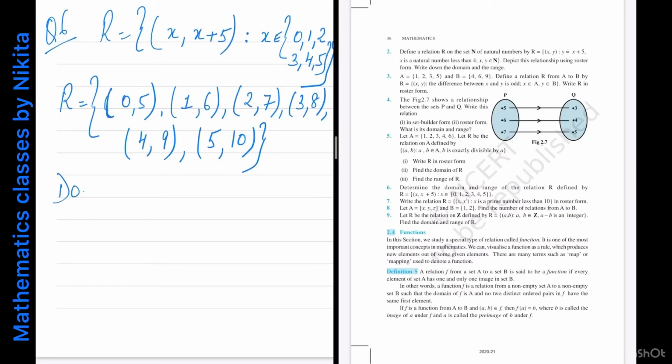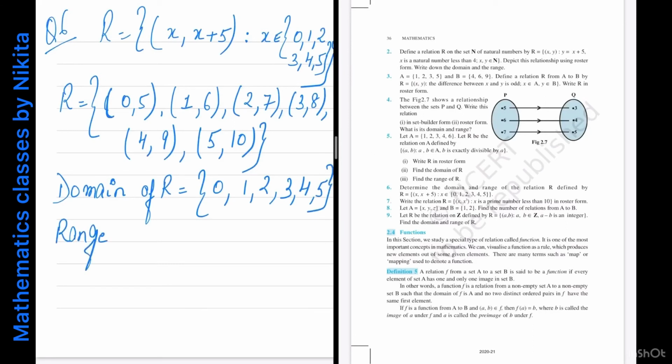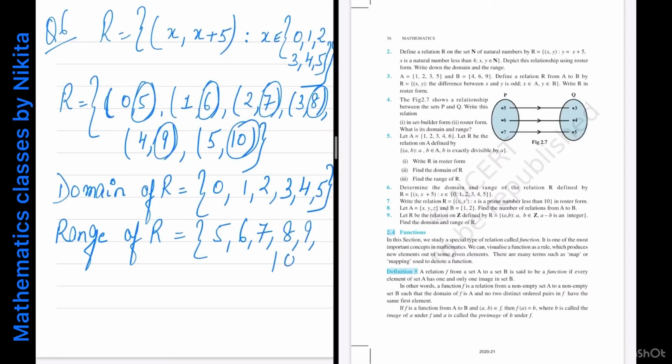Then the domain of R. So domain of R is equal to the set of all first elements. So 0, 1, 2, 3, 4 and 5. And the range of R. So range of R is equal to the set of all second elements: 5, 6, 7, 8, 9 and 10.